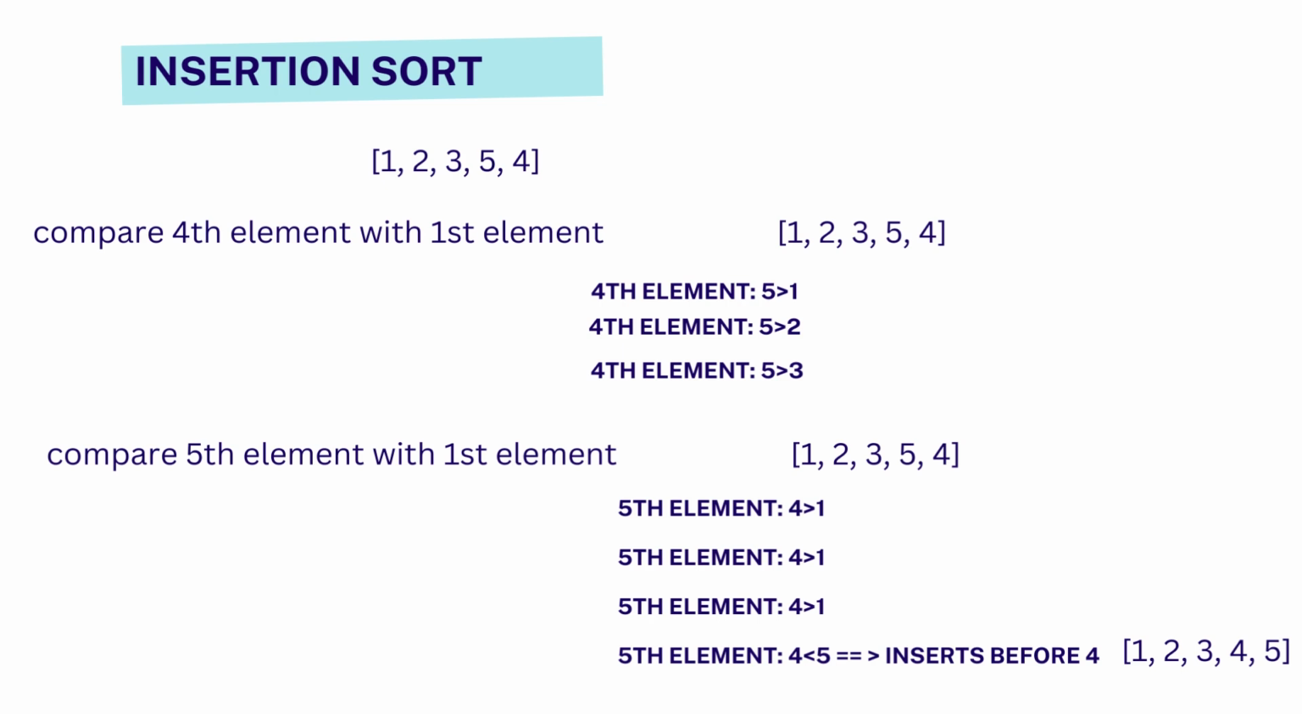Now we come to the fifth element. We compare it with the first element, and it's bigger. The second element is bigger, and the third element is still bigger. Now we come to the fourth element, which is bigger than our fifth element. So we put the number 4, which is the fifth element, in front of the fourth element, which is 5. So we get 1, 2, 3, 4, 5. That's it. Now our list is already sorted: 1, 2, 3, 4, 5.